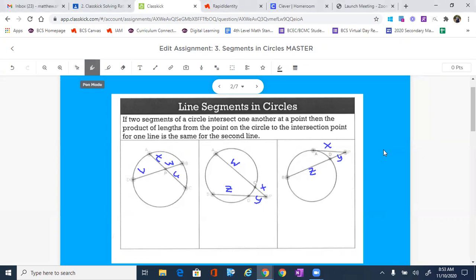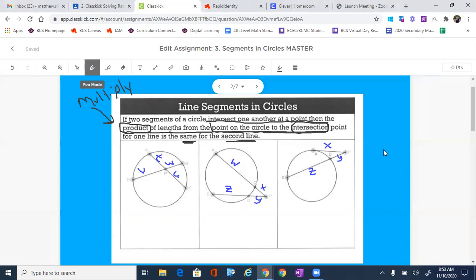It says that the product of the lengths from the point on the circle to the intersection. Product means that we are multiplying. And then what we're looking at is the points on the circle to the intersection, and it is the same for the second line. So let's break that down a little bit.